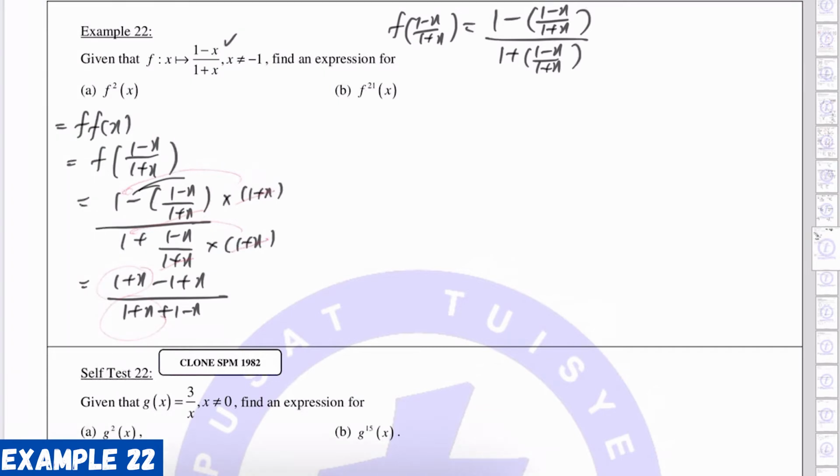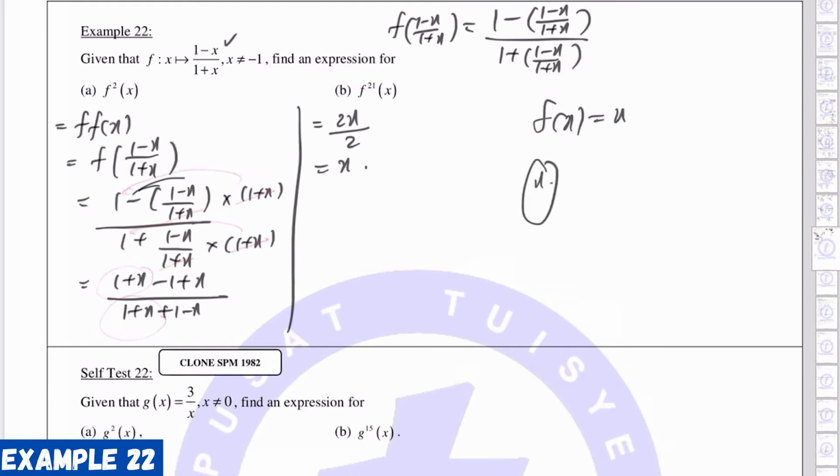Alright, I'm simplifying this further. This will be 2x, because 1 minus 1 cancels out, leaving 2x. Your denominator is left with 2, so the answer is x. Now, when you get f(x) equals x, what's the meaning of that? When we say f(x) equals x, the function is mapped onto itself. That means when you start off with x, you get over to here, and your f(x) still gives the same thing.